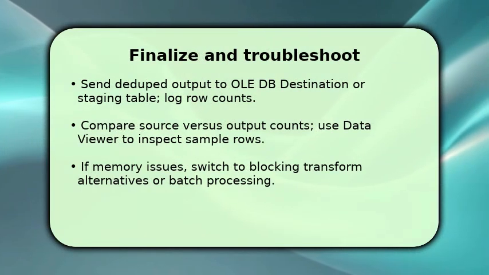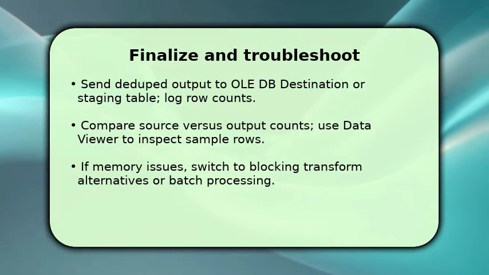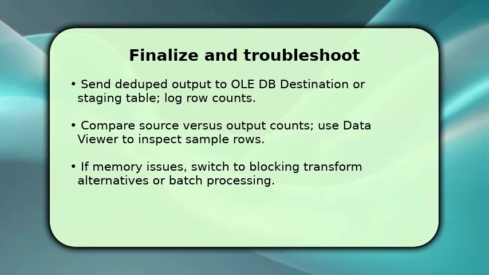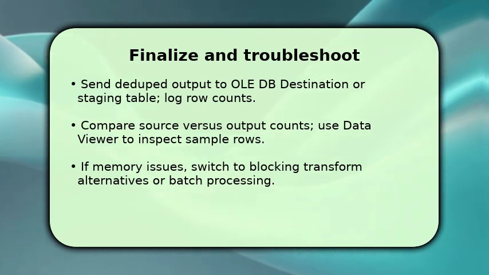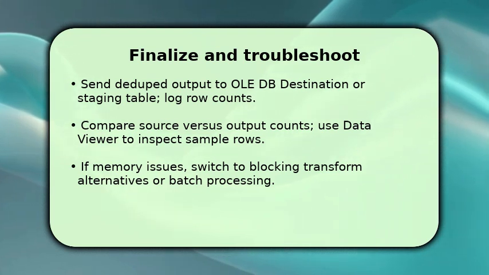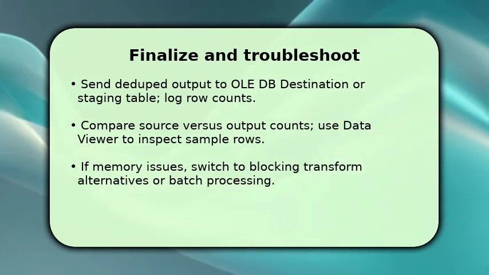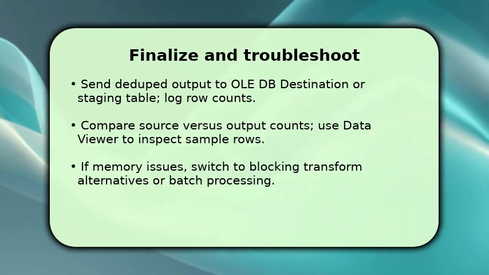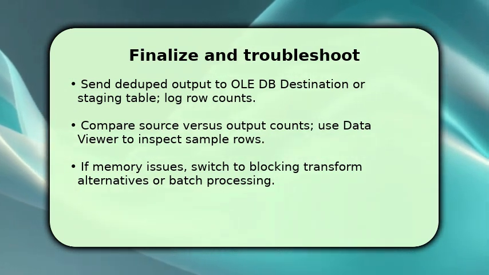To finish, route the transformation output to your destination, an OLEDB destination or a staging table, and enable logging of row counts so you can verify results. Once done, compare source and output counts and use a data viewer to inspect a few rows. Make sure key column combinations look correct.